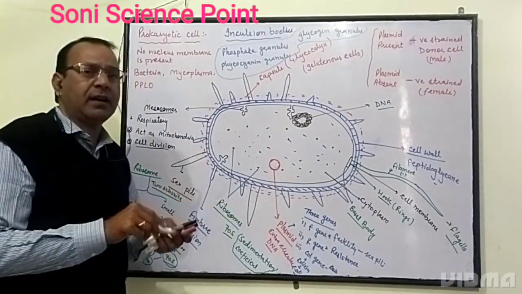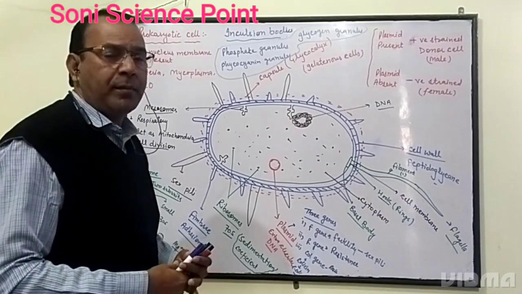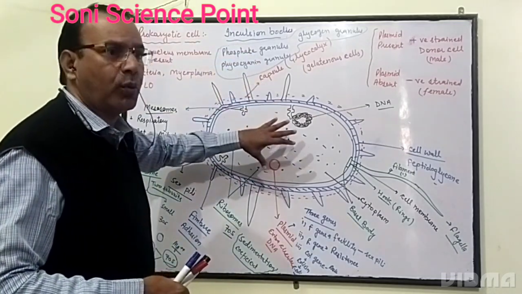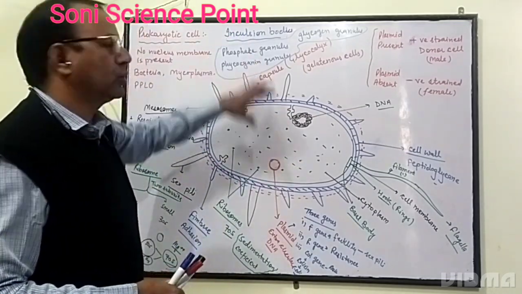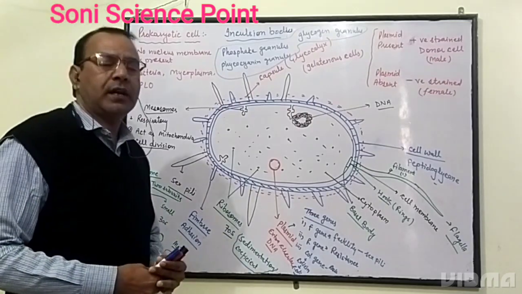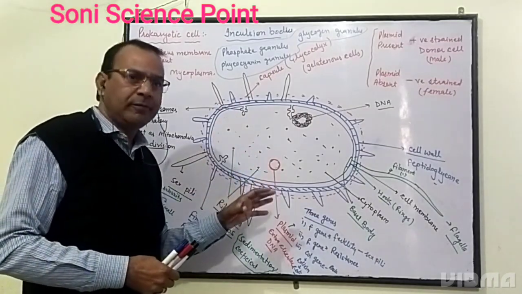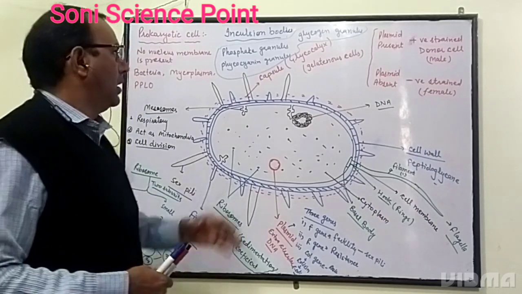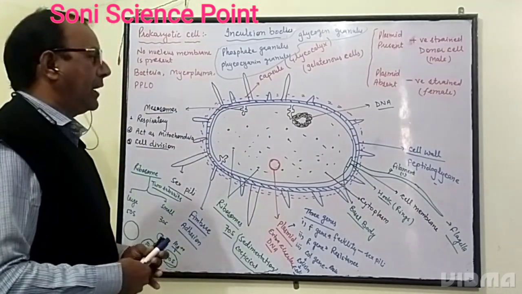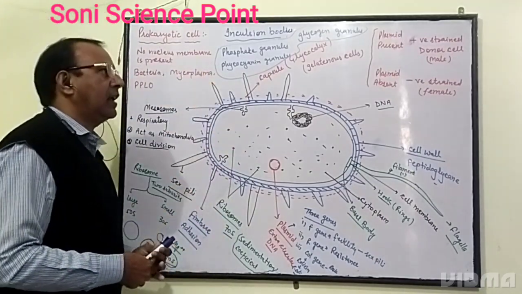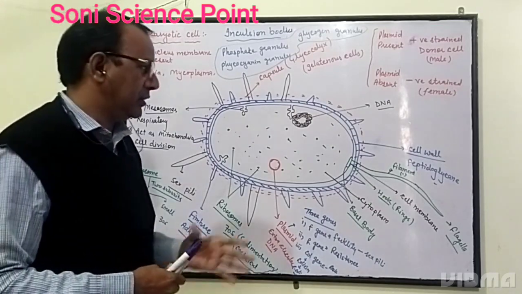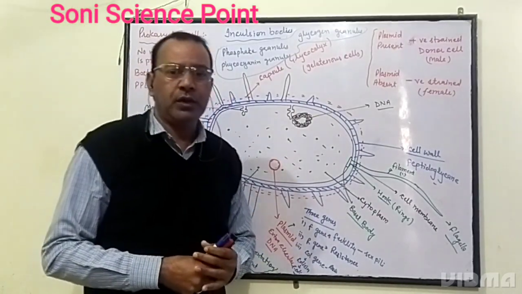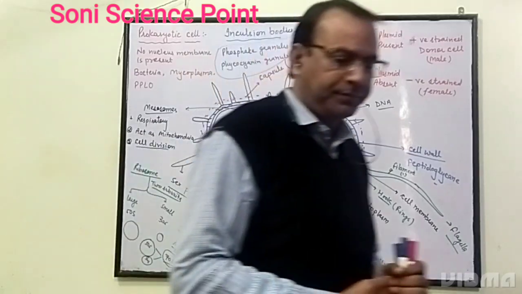Some granules which are not membrane-bound organelles are also found in the prokaryotic cell in cytoplasm. Those make the inclusion body, such as phosphate granules, phycocyanin granules, as well as glycogen granules. In the next part we will discuss the eukaryotic cell.